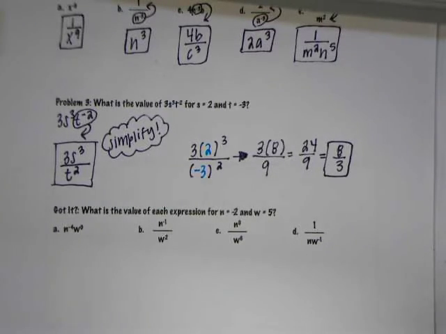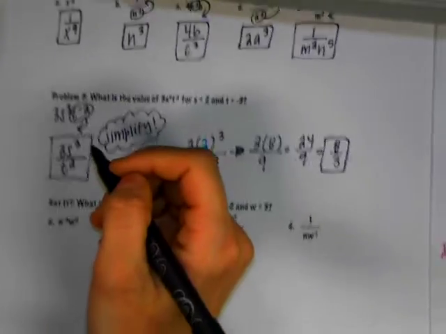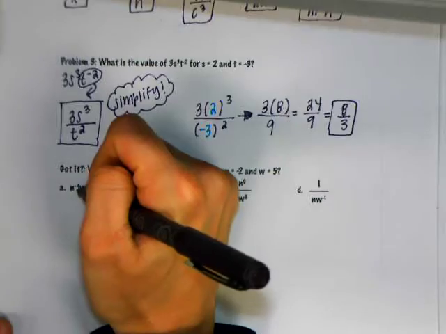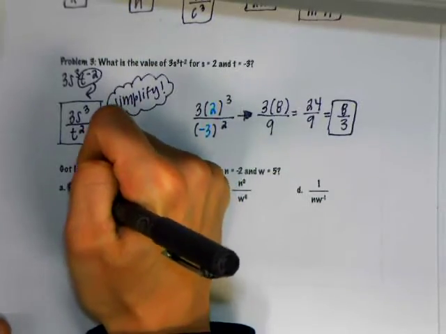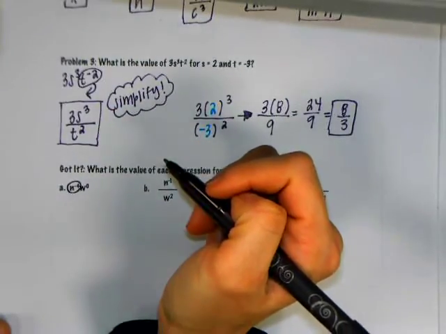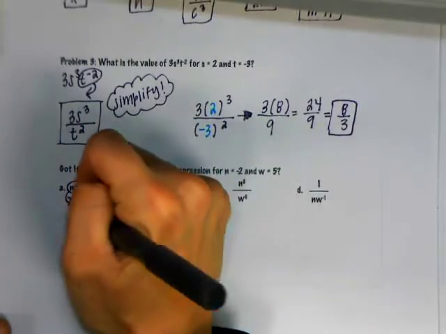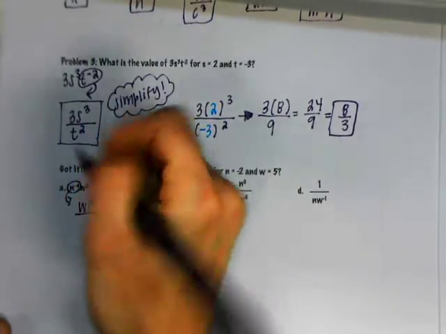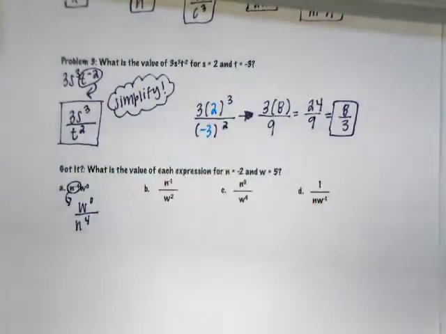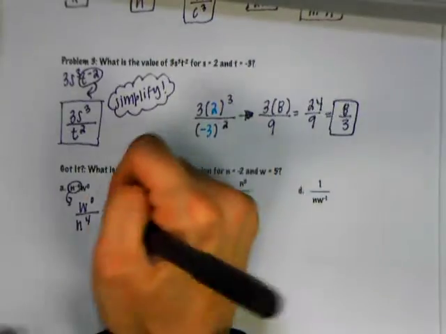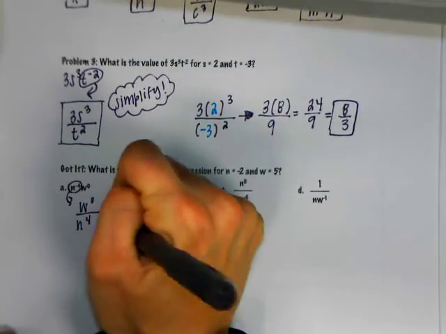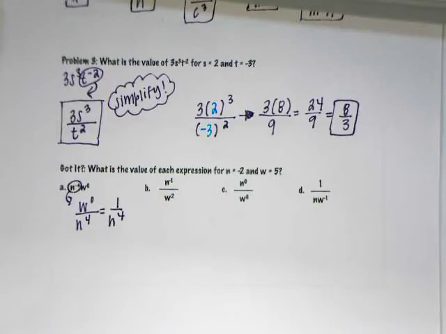Okay, so for this first one, where is the n going to move to? The n? Where's that going to go? Yep, underneath. So you have w to the 0 power over n to the 4th. And then what's anything to the power of 0? 1. So we have 1 over n to the 4th. Simplified.